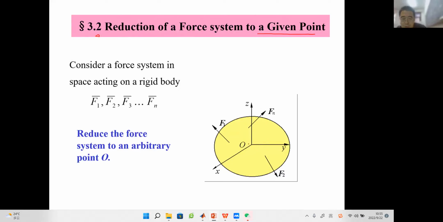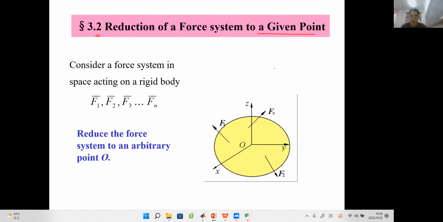We have three axes to denote three directions, and we have a body here in yellow. Maybe there are a lot of forces acting at different points on this body. If we try to talk about its state, maybe it's in equilibrium, maybe not. But how can we get that conclusion? The first thing is to change this general force system into a special or simple force system, right?